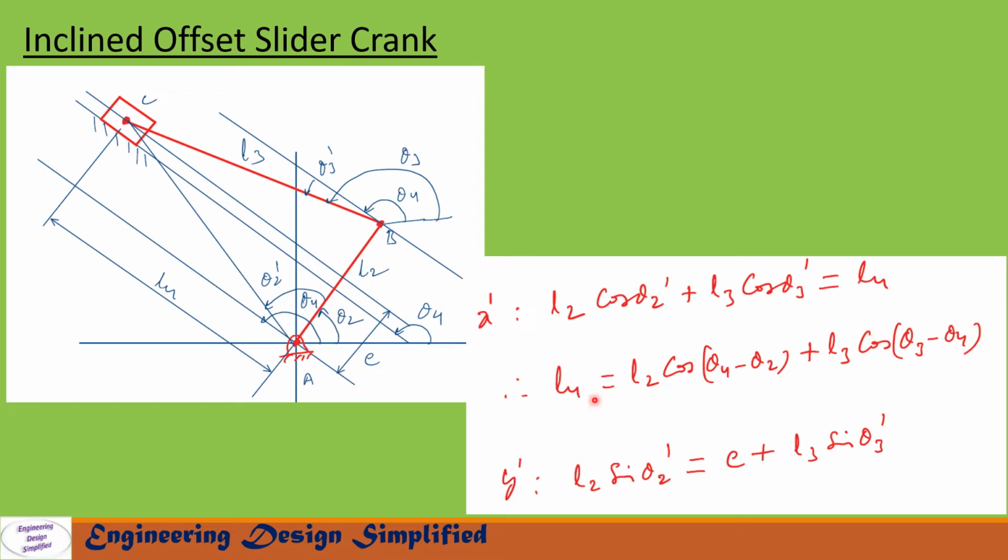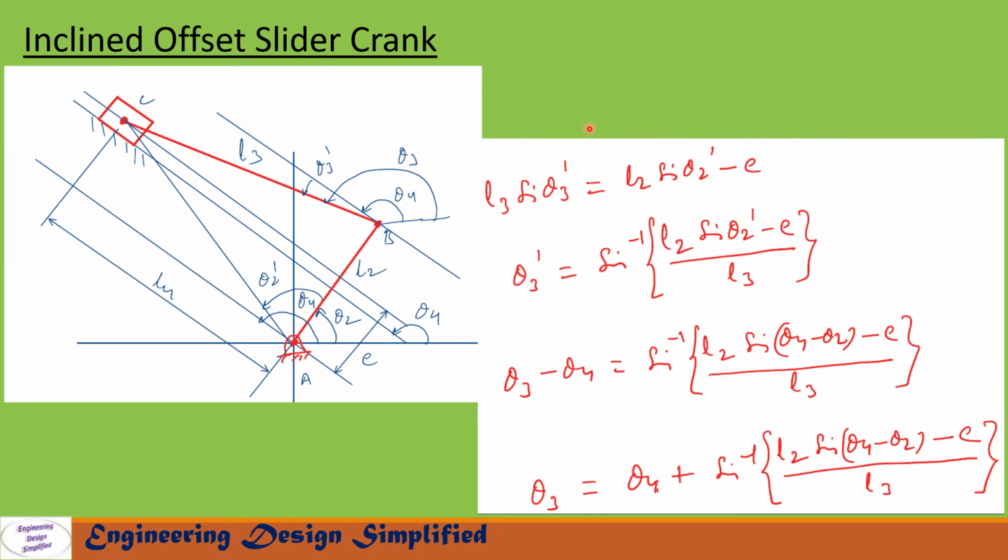Now let us write displacement equations along y prime axis. Along y prime axis we have L2 sin theta 2 prime, that is this height, equal to E, that is offset, plus L3 sin theta 3 prime, that is this height.